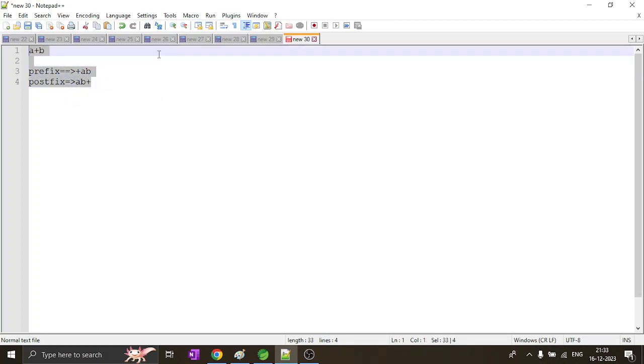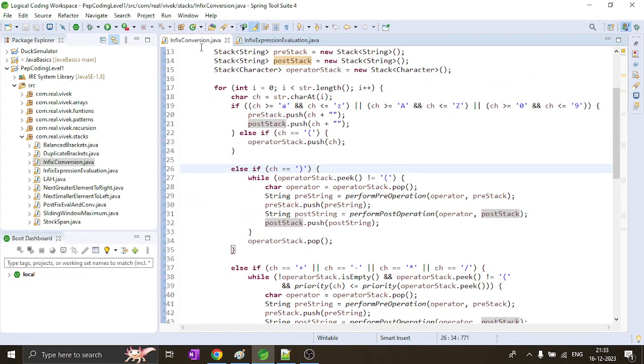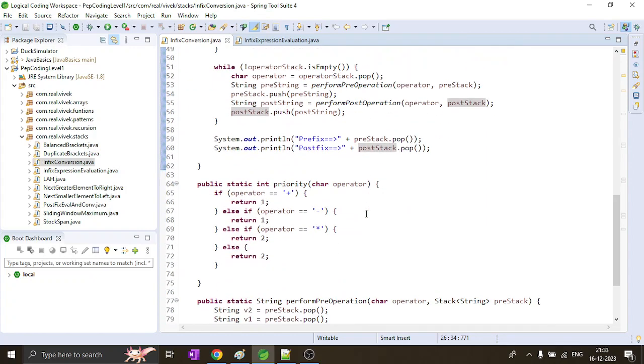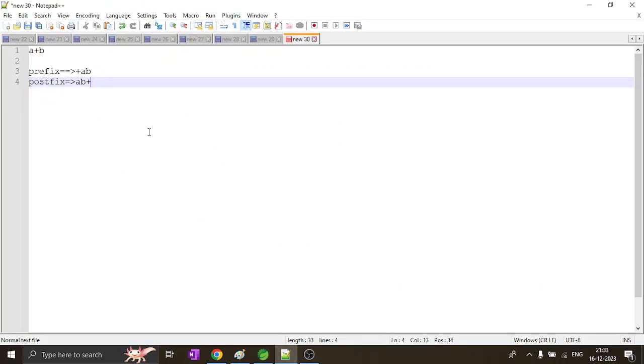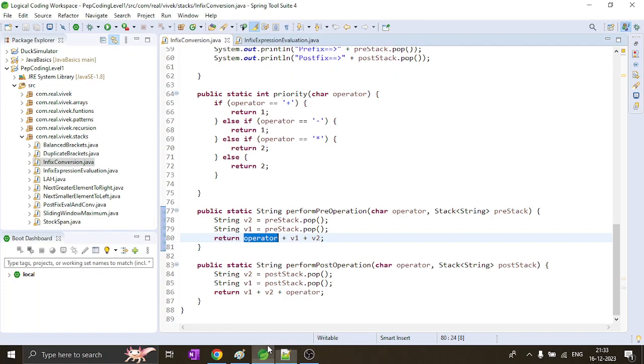This was just a simple example, but we solved some complicated ones as well, where we had brackets and all those things. So we had converted that infix expression into prefix and postfix. Basically what we used to do here is perform v1 v2 operator for postfix, and for prefix, like I said, we used to have the operator first and then the operands. The operands are nothing but v1 and v2 in this example. So that was about the infix conversion question.